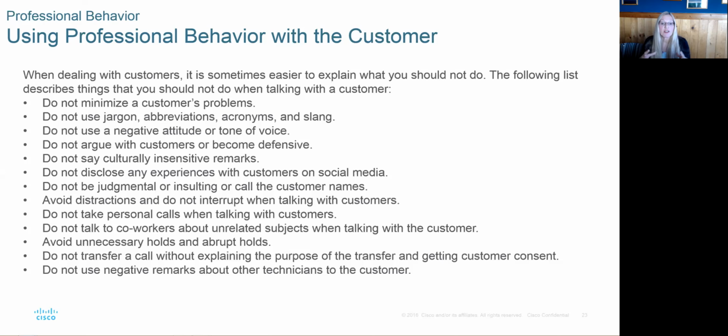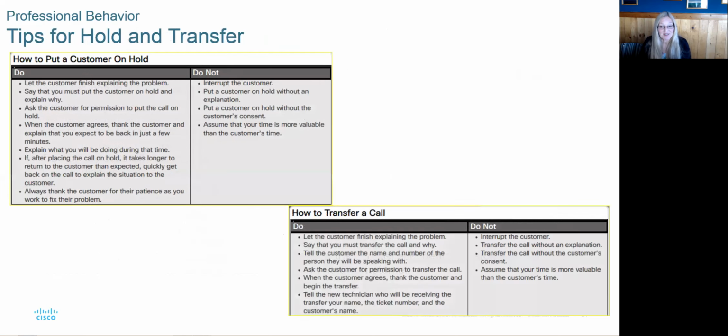Also, don't talk badly about other companies. If somebody says, oh, well, I brought this to Best Buy, and I shouldn't be using Best Buy, but I brought this to company Z, and they said that I needed this, and it's still not fixed. Don't badmouth other companies ever.